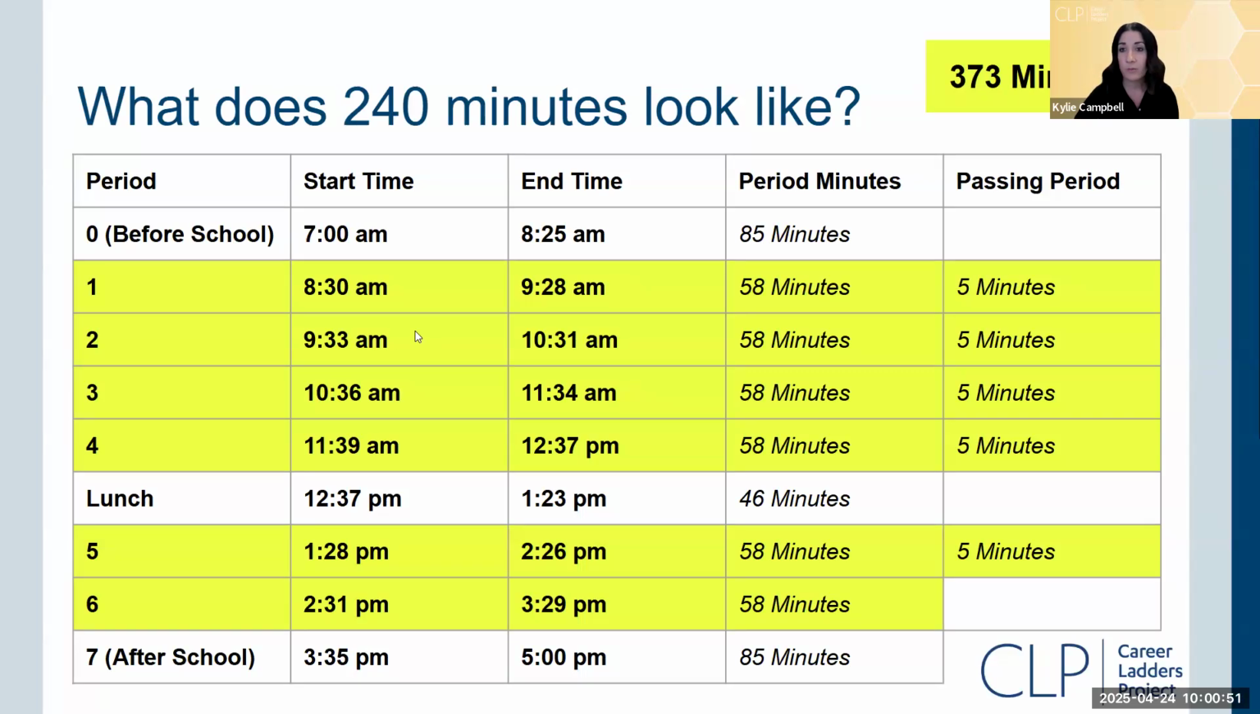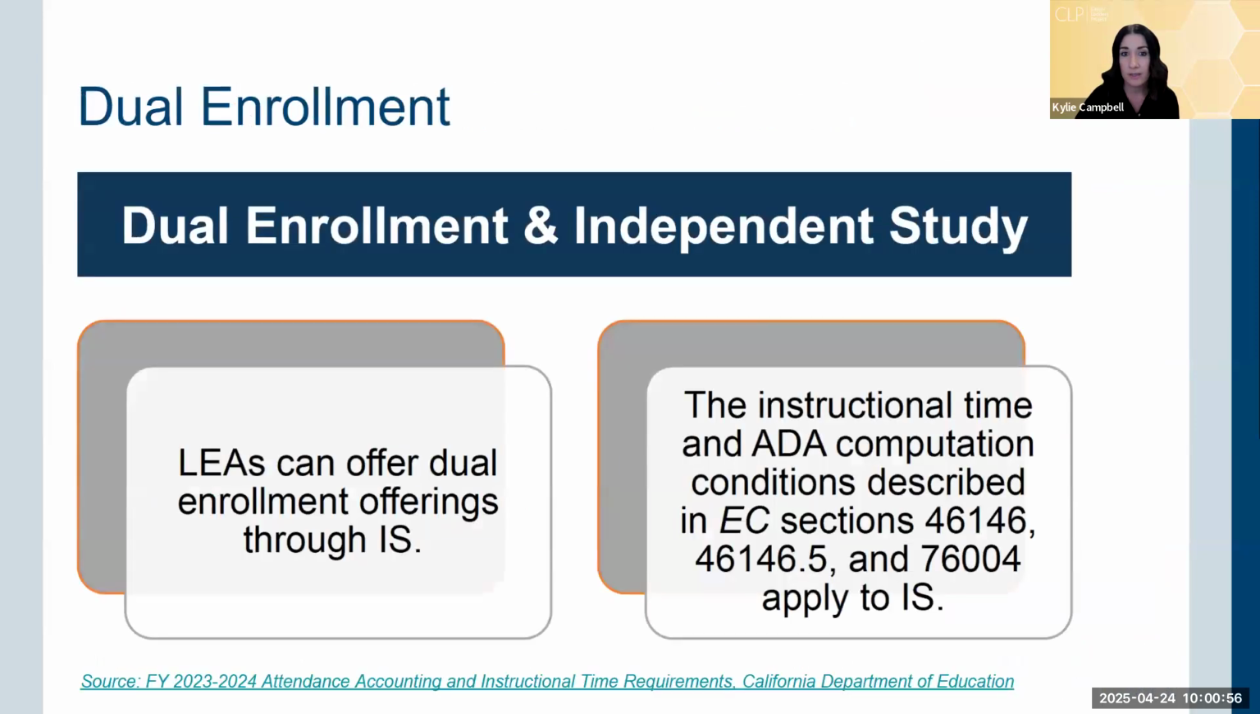So this would leave us with 373 instructional minutes. Now, what happens when we start adding in dual enrollment? So I like to clarify, dual enrollment can be offered during the school day, and dual enrollment can be offered as independent studies. This is from the time and accounting. So we can do both dual enrollment in person during the school day. We can also have dual enrollment independent study.